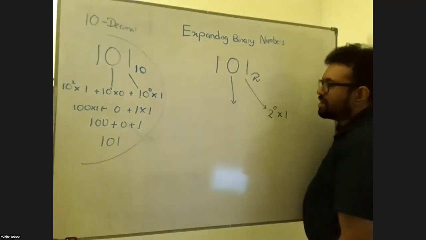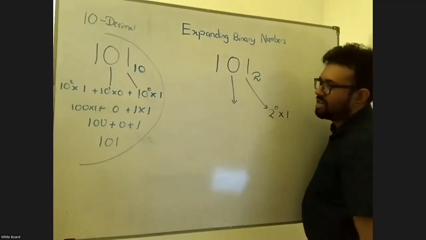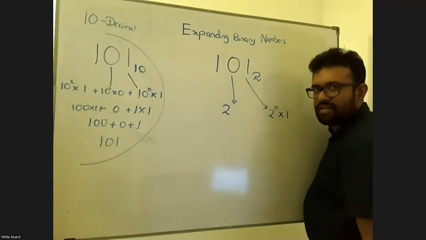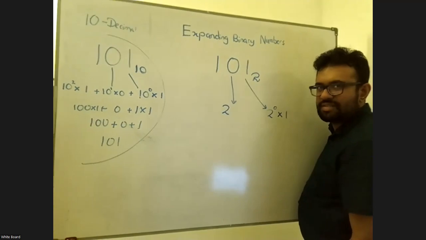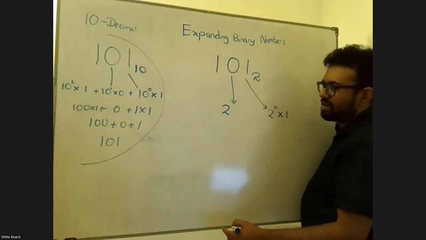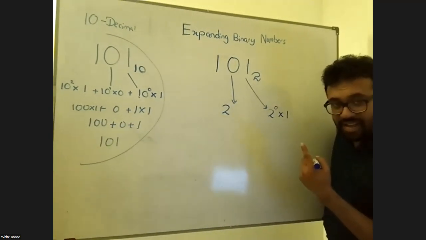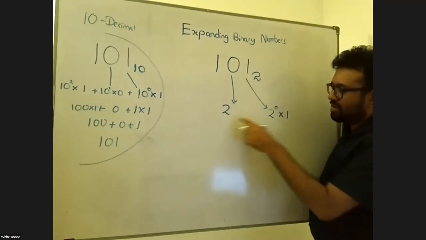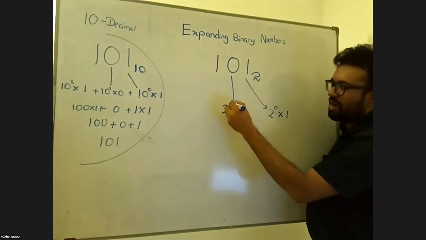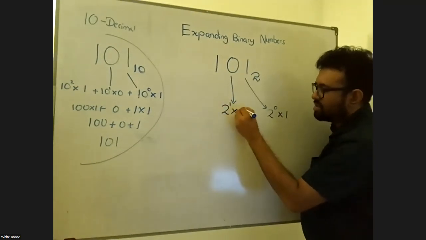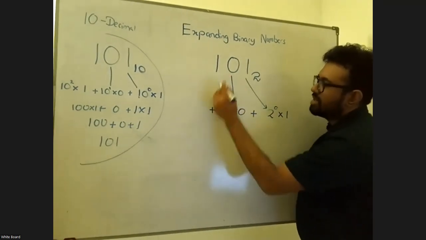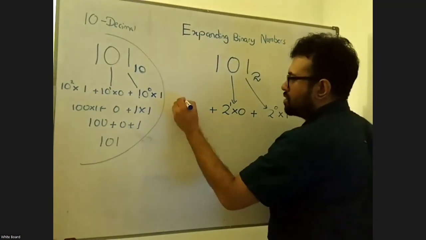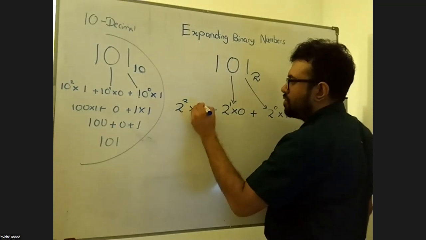Now you can do this by yourself. This is 2 to the power what? 2 to the power 0. Then 2 to the power 1, into 0 plus. Then this one, 2 to the power 2. 2 to the power 2 into 1.